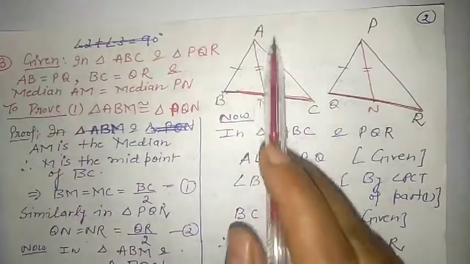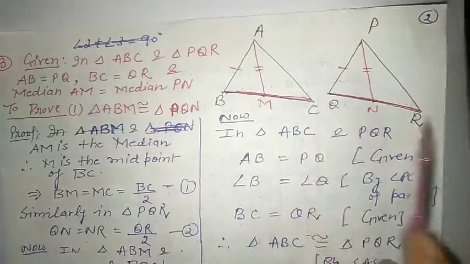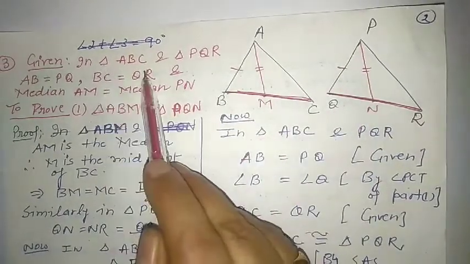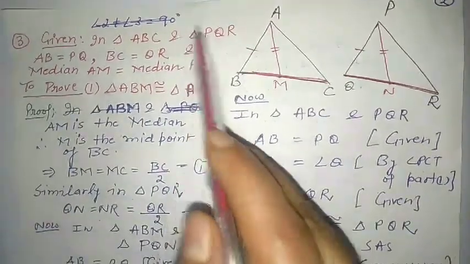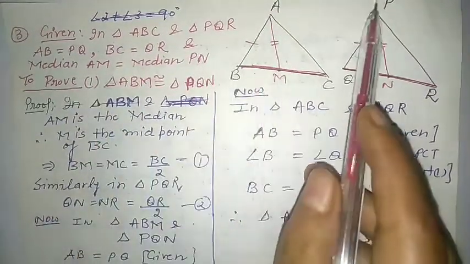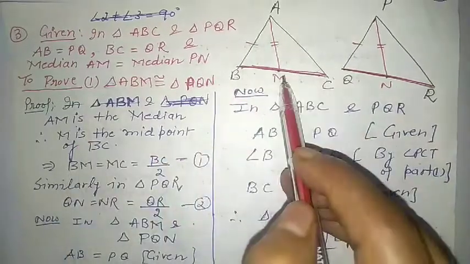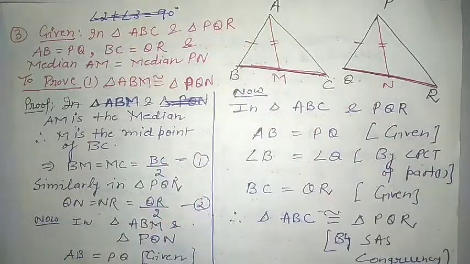In the third question we can see figures ABC and PQR with the same markings. It means these sides are equal. In triangle ABC and triangle PQR, AB is equal to PQ, BC is equal to QR, and median AM is equal to median PN. This is given to us.